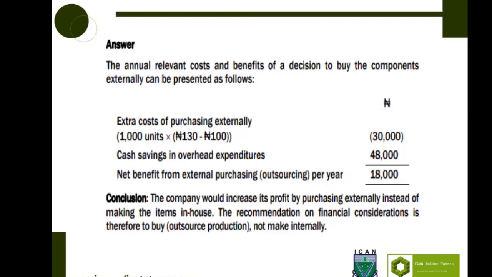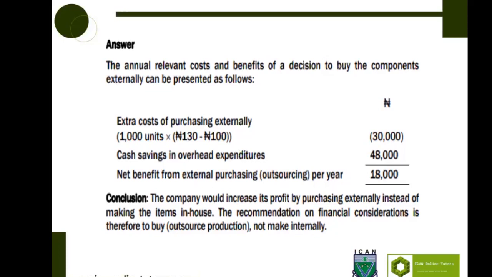The cost of purchasing it externally, they will incur an extra cost of 30,000. But if they don't purchase it externally, they will have a general overhead expenditure of 48,000. Deducting it, they will still have 18,000 as their net benefit.